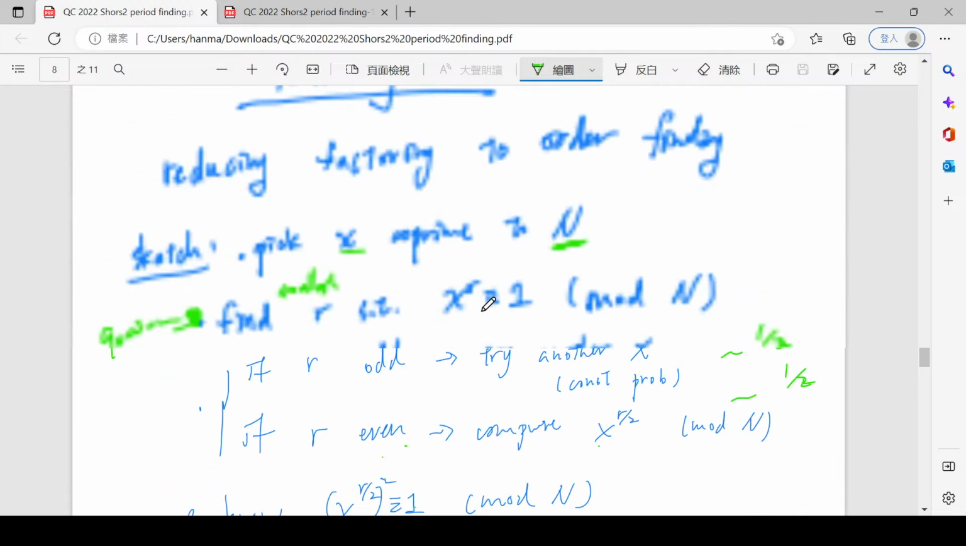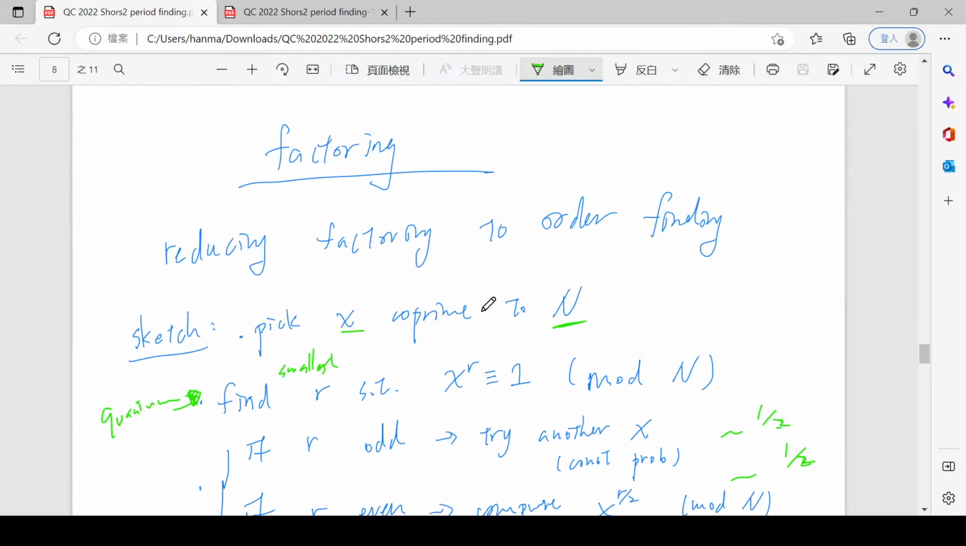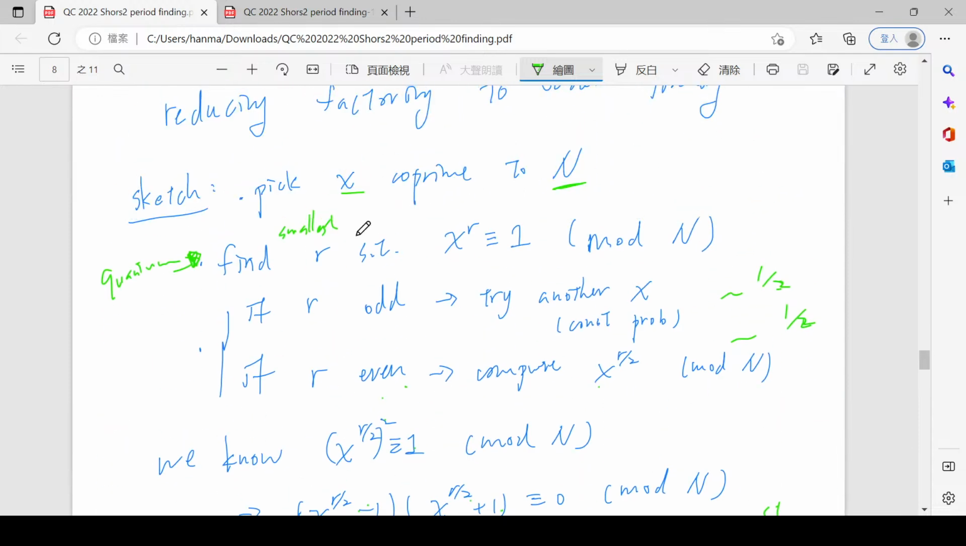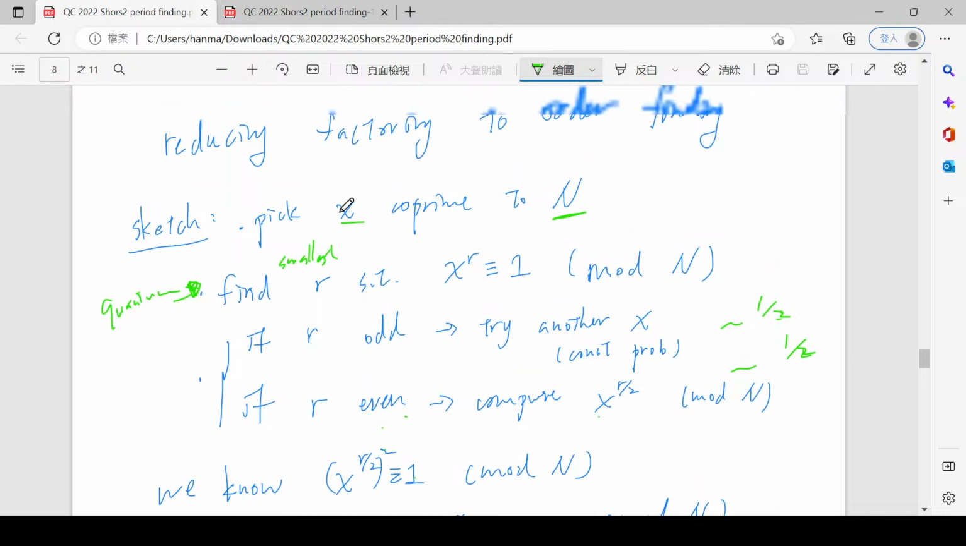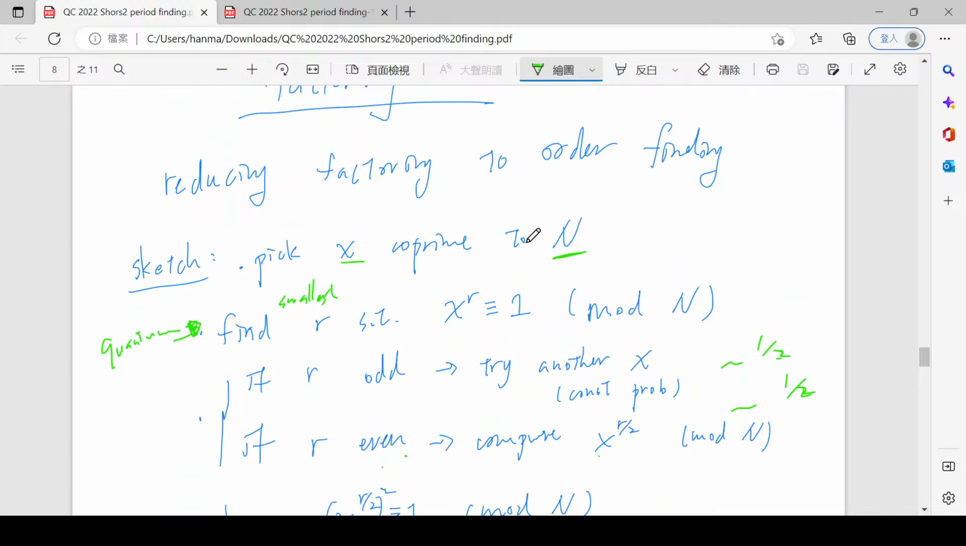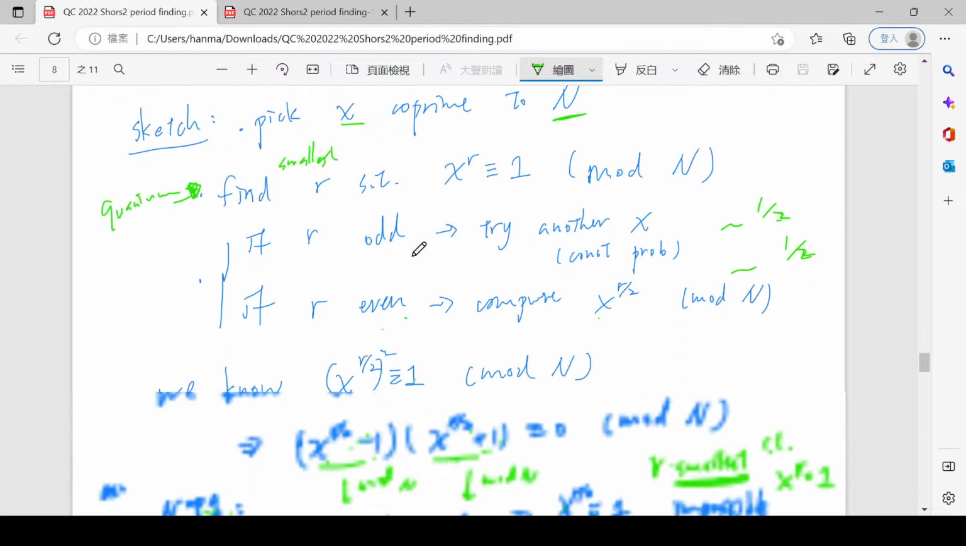And finally, we have the factoring. What we have been talking about is order finding. Then let's see, we need to show how you do factoring by using order finding. We're just starting with picking a random x, coprime to n.